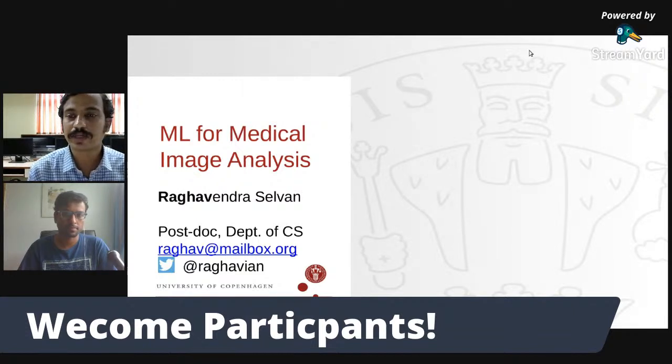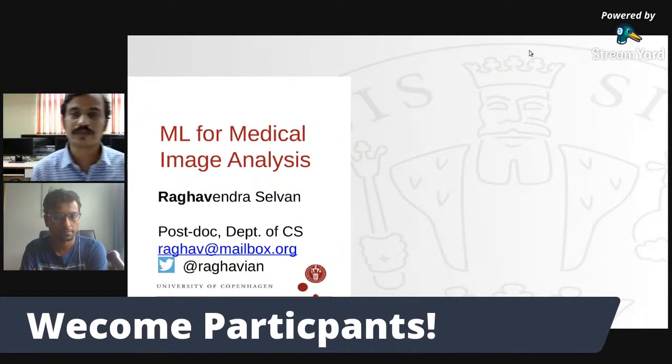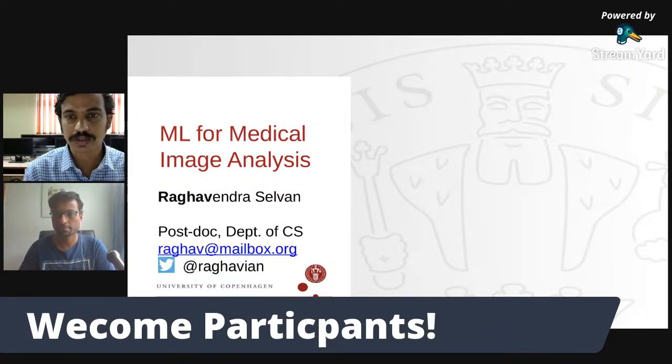Raghavendra has obtained his PhD in medical image analysis from the University of Copenhagen, and he has obtained his master's from Chalmers University, Sweden. So his current research interests are broadly pertaining to Bayesian machine learning with a focus on medical image analysis, graph-based learning, tensor networks, approximate Bayesian inference and Bayesian tracking theory.